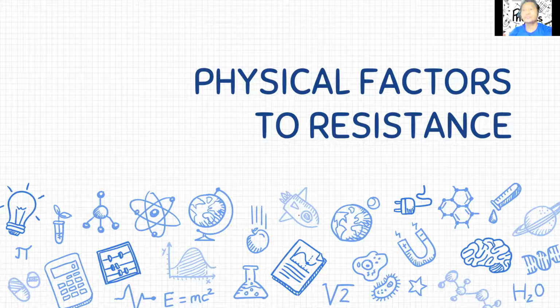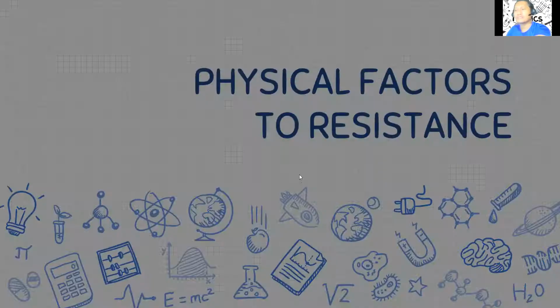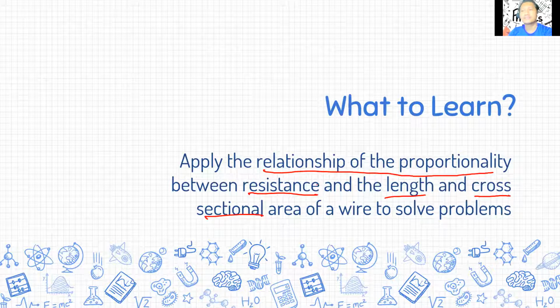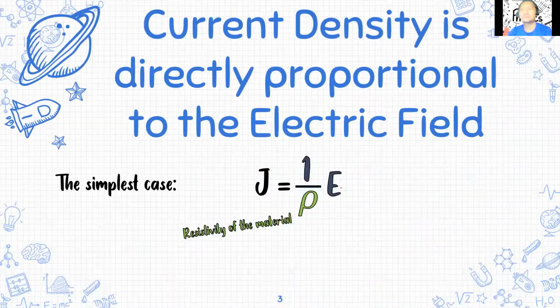This presentation is about physical factors that affect resistance. So what we are going to learn is how to apply the relationship of the proportionality between the resistance with the length and cross-sectional area of a wire to solve problems. So atong gamiton ang relationship ani nila sa pag-solve og mga problems.